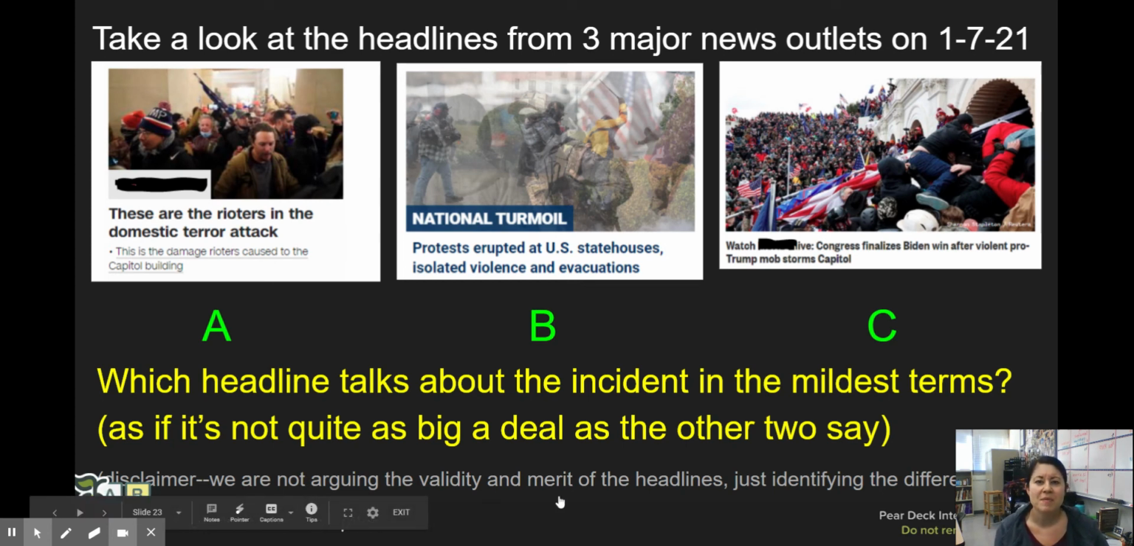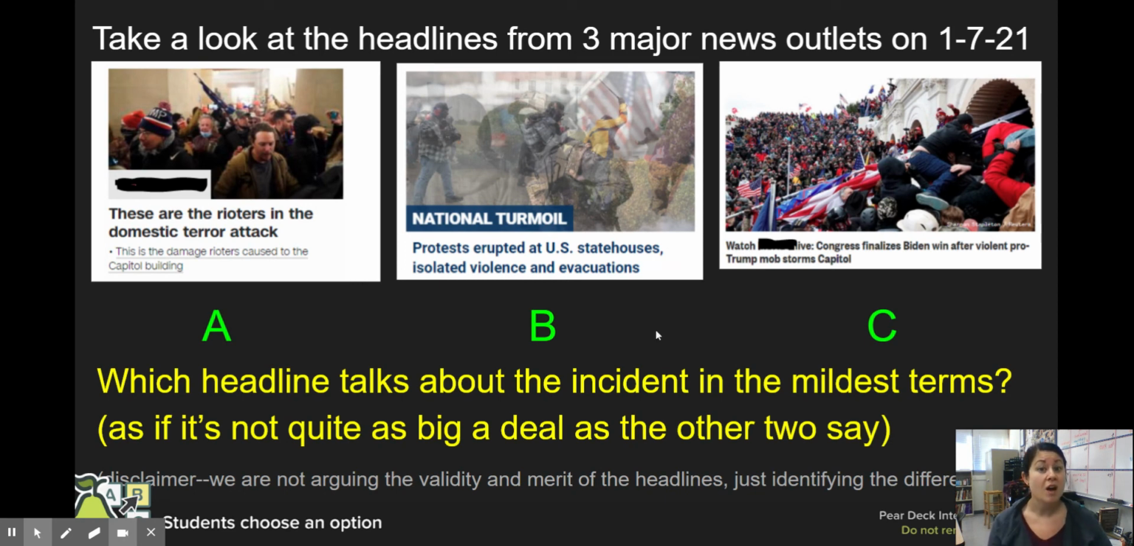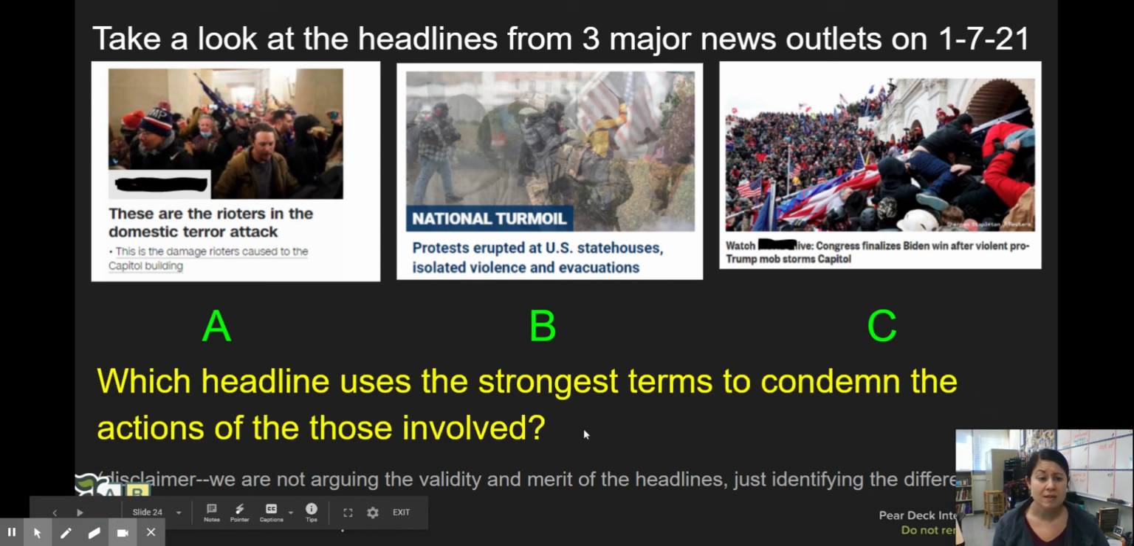Taken recently, these are headlines from the 7th about the events in our nation's capital on the 6th. Three very different kinds of headlines about the same situation or incident. "These are the rioters in the domestic terror attack." "Protesters erupted at U.S. state houses, isolated violence, and evacuations." "Congress finalizes Biden win after a violent pro-Trump mob storms Capitol." So I'm not trying to discuss the validity or merit of them. I'm simply showing you the differences in how different media outlets can express this. So be thinking, which one is the most mild? Probably right here: "Protests erupted at the U.S. state houses, isolated violence, and evacuations." Headline using the strongest terms? Probably here: "The rioters in the domestic terror attack." Terror is a very powerful word.